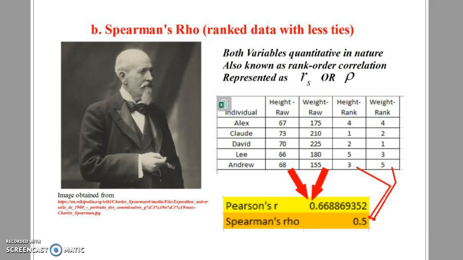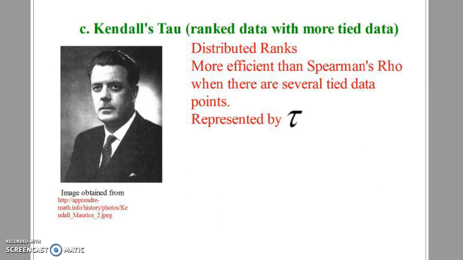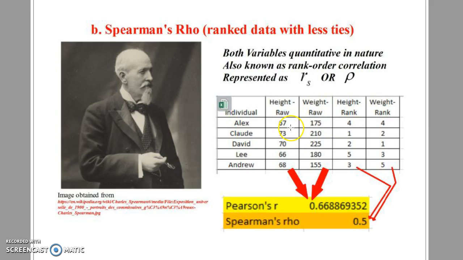Once again, both variables have to be quantitative, so that means it has to be a raw score, interval, or ratio. The next one is the Kendall's tau, which is very similar to the Spearman's rho. But here, what the Kendall's tau does is, what if there are 3 or 4 people who have the same weight? So that means all of them would have the same tie.